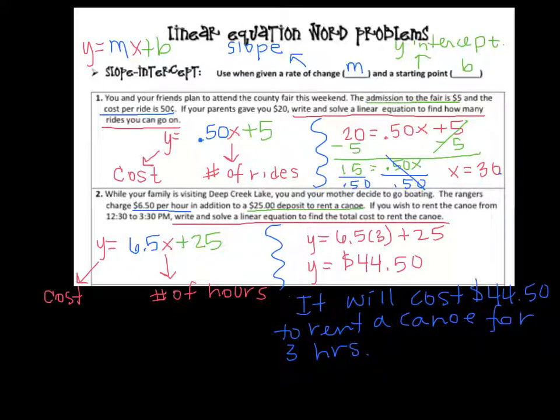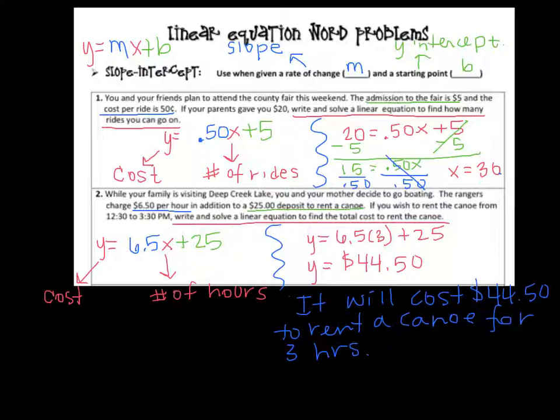Okay, so this problem was similar but slightly different than the last one. So when you read your problem, what you figured out was that the Rangers were charging $6.50 per hour. So notice, once again, up here we had cost per ride as our rate, and down here we have our cost per hour that's going to be representing our rate of change or our slope. And then in addition to a $25 deposit to rent a canoe. So there's my upfront fee, there's my startup or my y-intercept, so that's why the plus 25 comes in.